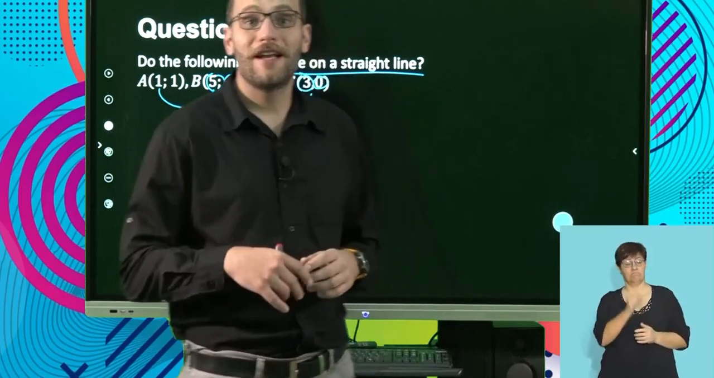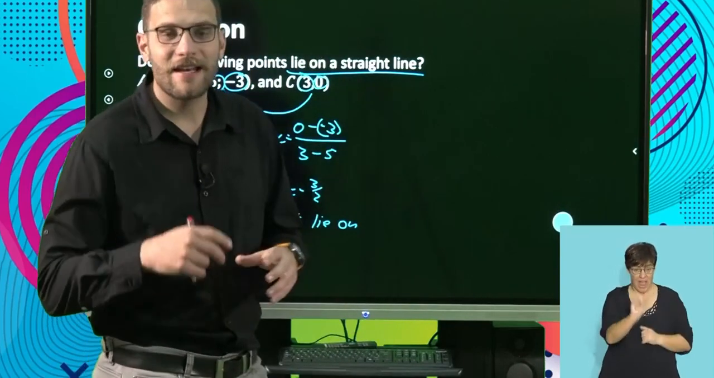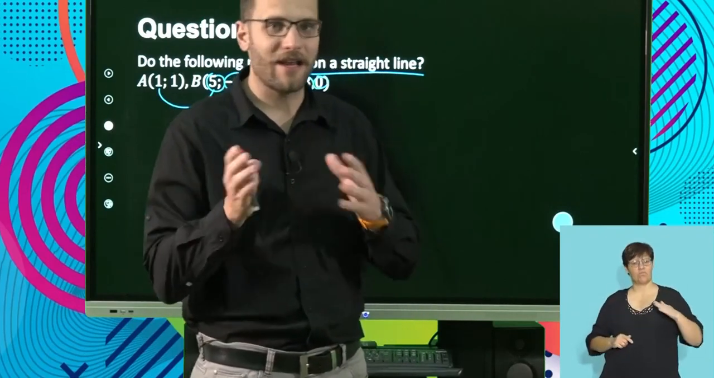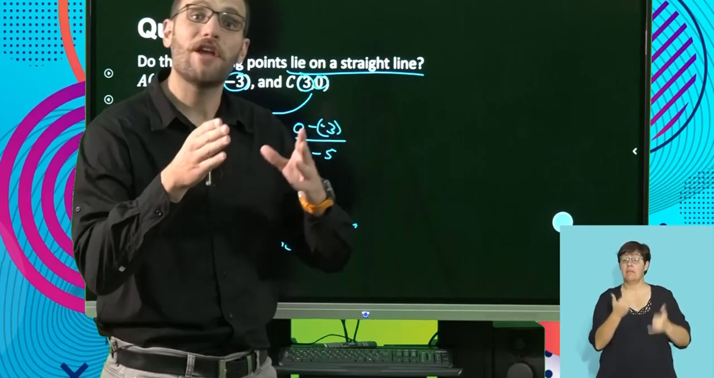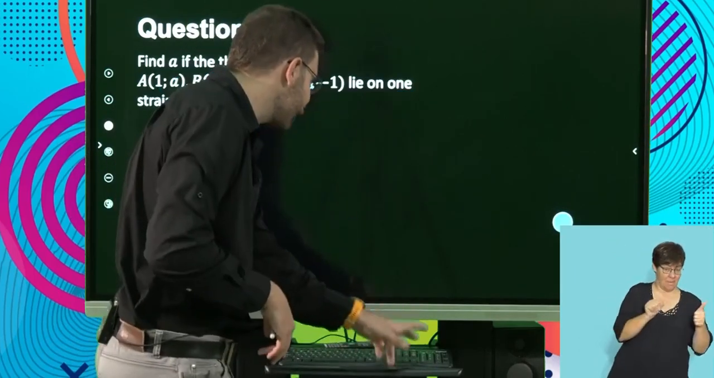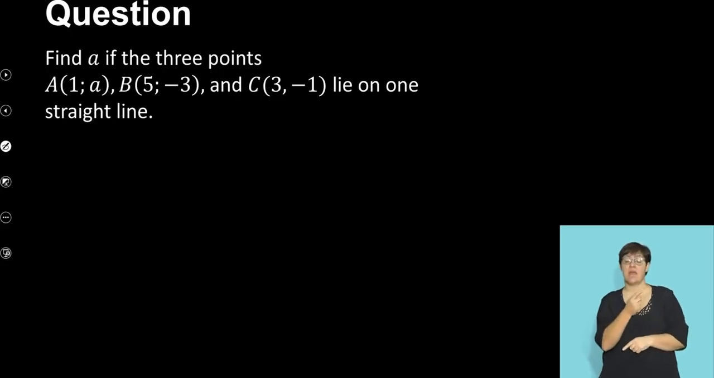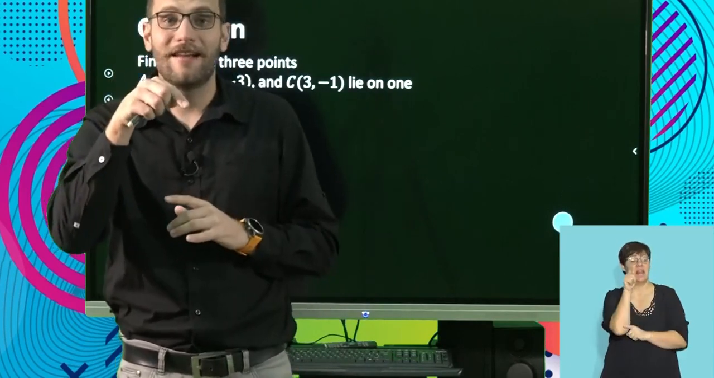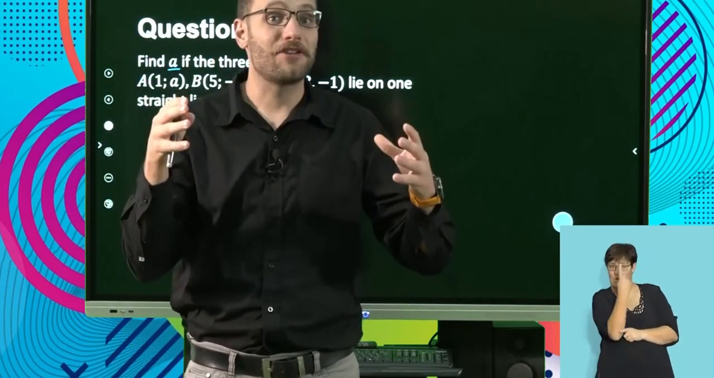Awesome. So we saw that it didn't lie on a straight line. Now, the next part that we're going to be doing is exactly like with the gradient. We worked out the gradient. Now we're going to be working backwards. So the next question says that find A if these 3 points lie on one straight line. So now we're starting with the end point and we're working backwards. So they are telling us that these 3 points lie on a straight line.